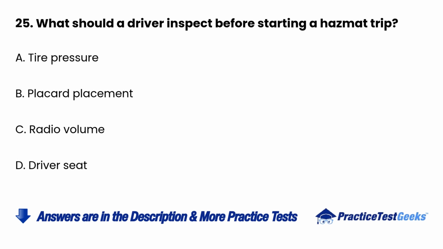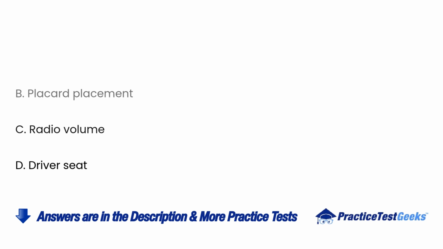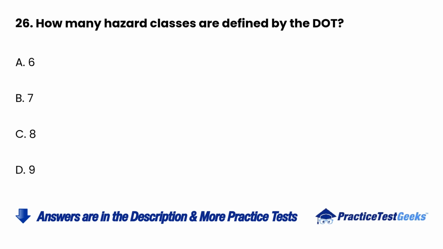25. What should a driver inspect before starting a hazmat trip? A. Tire pressure. B. Placard placement. C. Radio volume. D. Driver seat. 26. How many hazard classes are defined by the DOT? A. 6. B. 7. C. 8. D. 9.